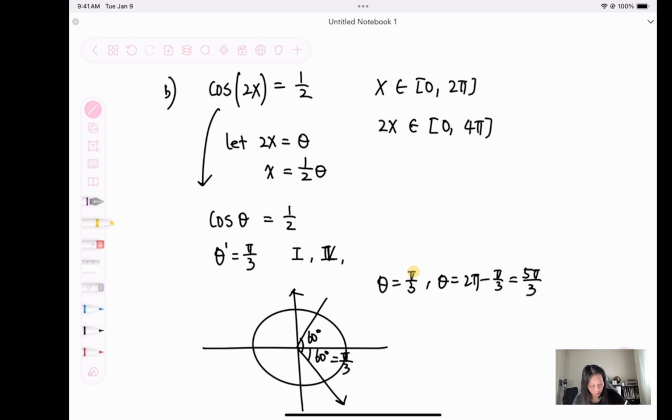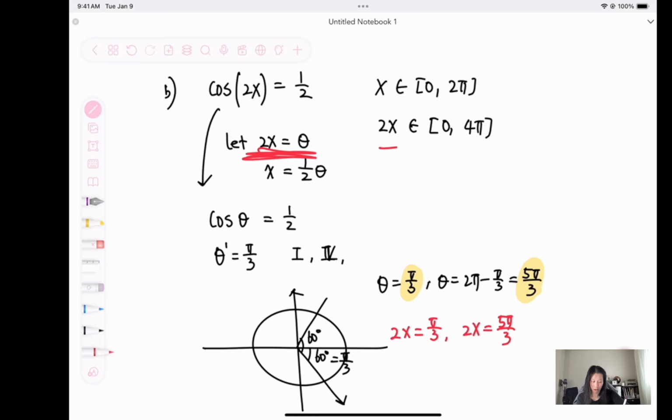Here are two solutions for theta, but remember that theta is what? It's 2x, not x. So because we let 2x equal theta, that means 2x is equal to pi over 3, and 2x also equals 5 pi over 3. But not done. Not done.